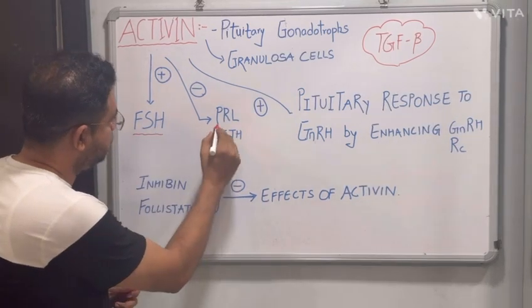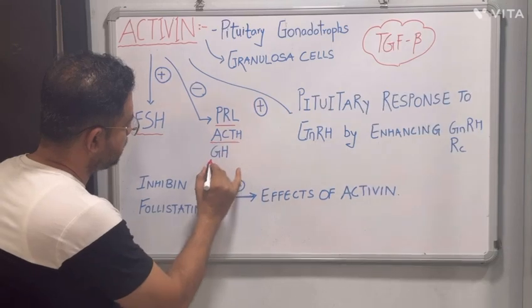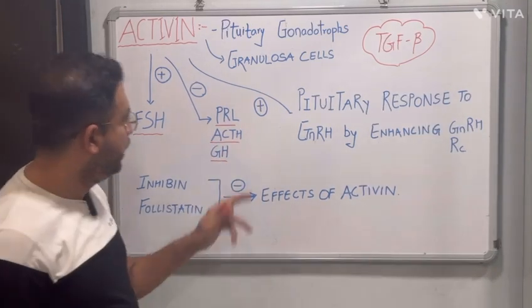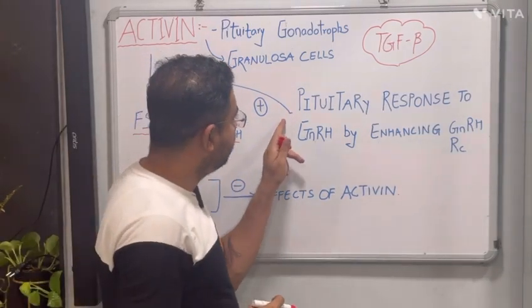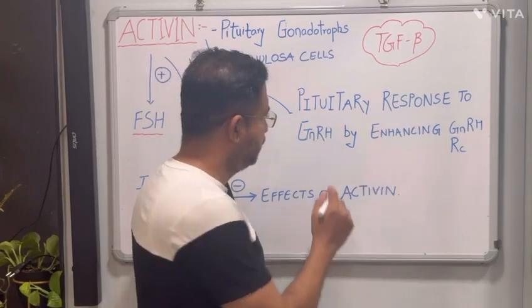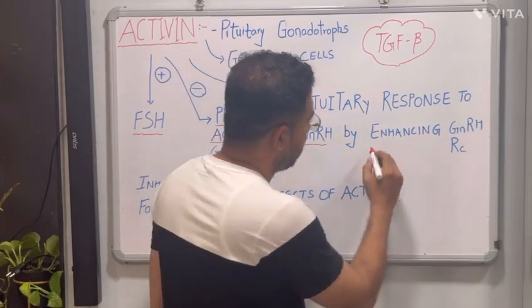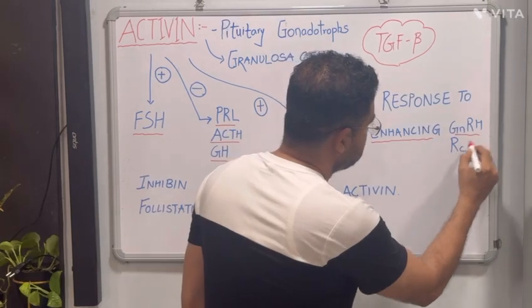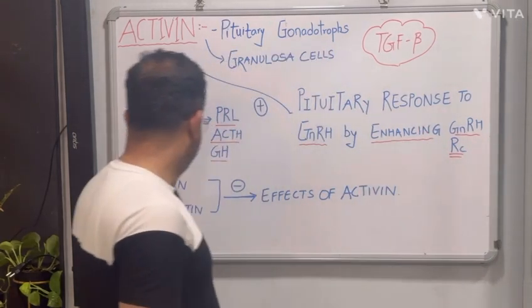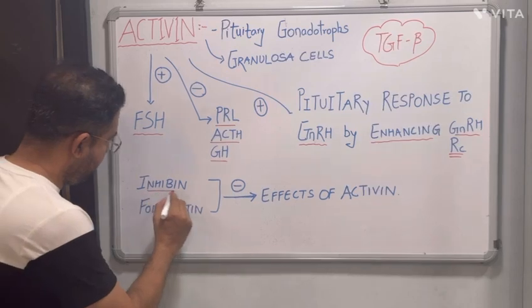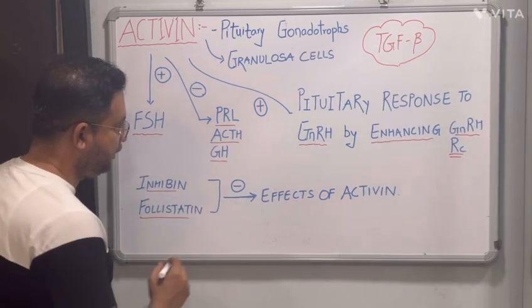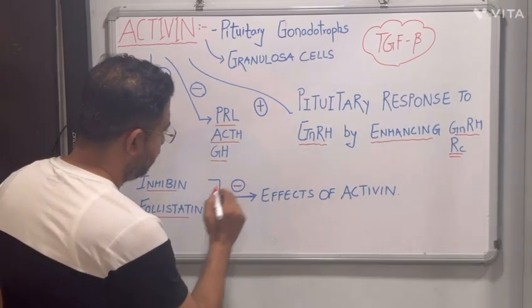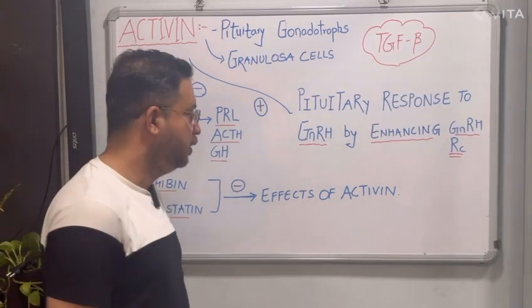It inhibits the release of prolactin, ACTH and growth hormone. And it also augments the pituitary response to GnRH by enhancing GnRH receptors. Inhibin and follistatin inhibit the effects of activin.